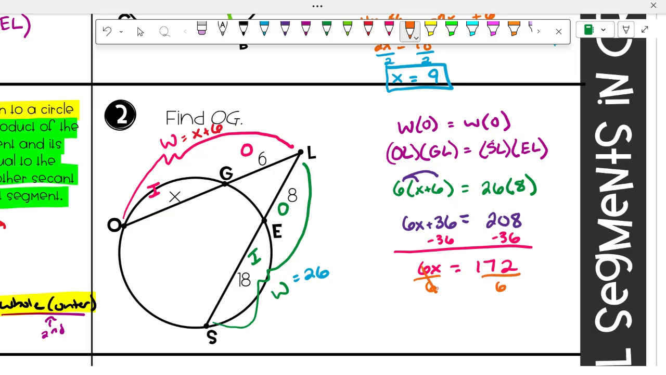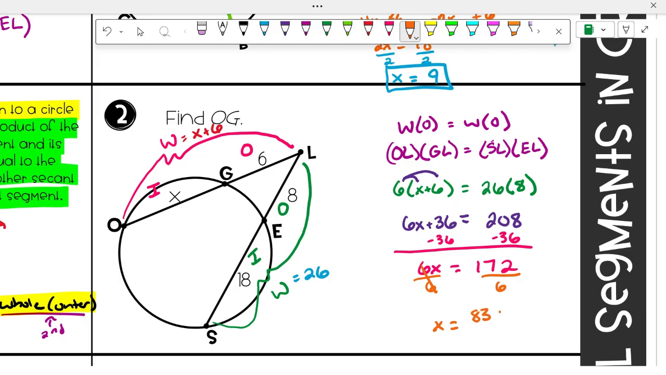Now, this is not a pretty number, so we're just going to simplify that fraction. What would 172 over 6 be simplified down to? 86 over 3, good. If you want to know how to do that on your calculator, you literally just put 172 divided by 6, then hit the math key and then enter twice. It'll convert to the simplified fraction.